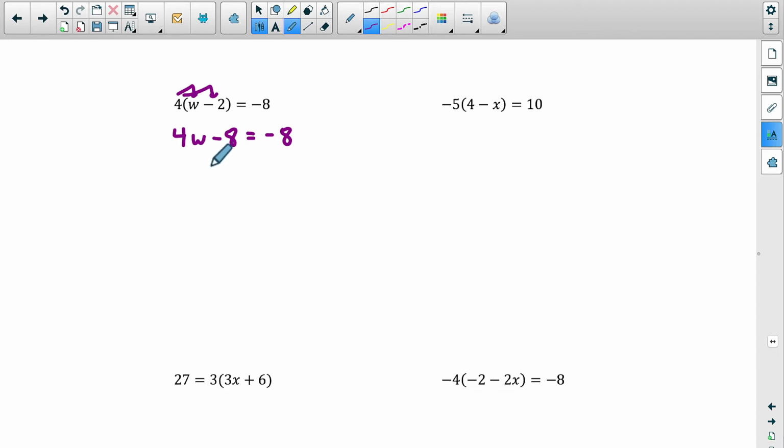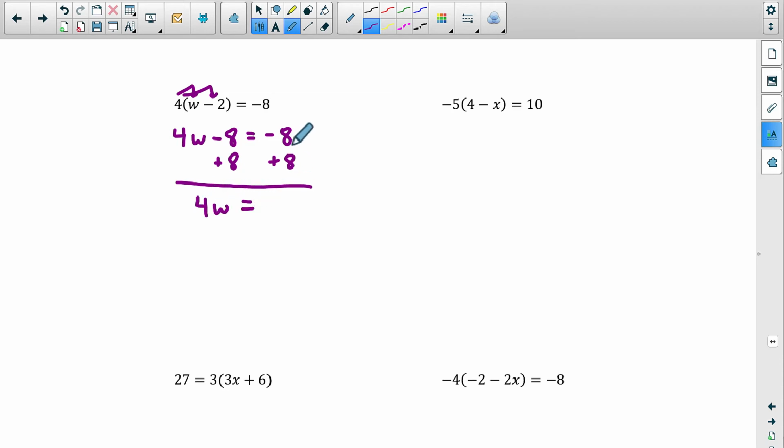Hey, now we're back down to a two-step question. We need to isolate this w. We've got to get rid of the 4 and the negative 8. Which one would require adding or subtracting? Because remember, we've got to add or subtract first. The negative 8, or the minus 8, we're going to get rid of that by adding 8. What we do to one side, we also do to the other. So those 8s are gone, and we have 4w.